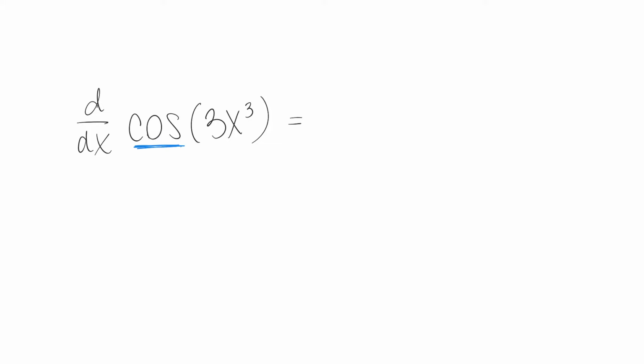Okay, let's try another one. What if we have the cosine of 3x cubed? All right, so we want to know the derivative of cosine 3x cubed. First of all, we have our outside, and then we have our inside. What is the derivative of cosine? It's negative sine something, which in this case is 3x cubed.